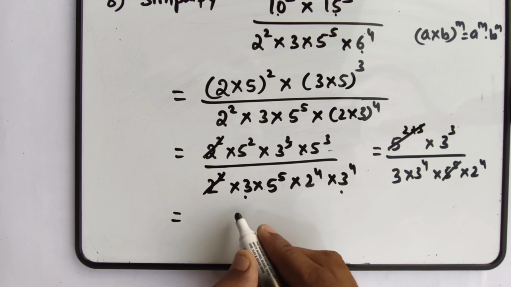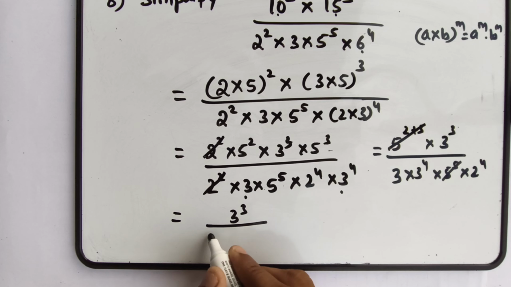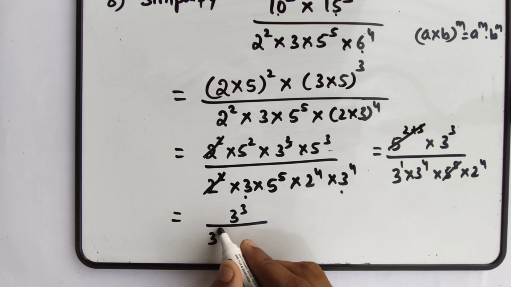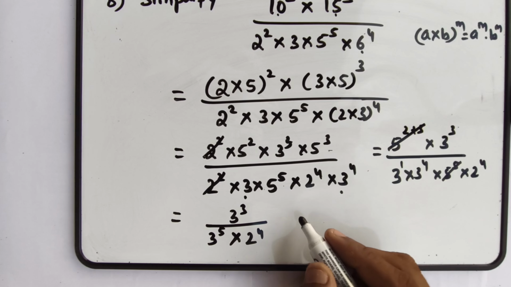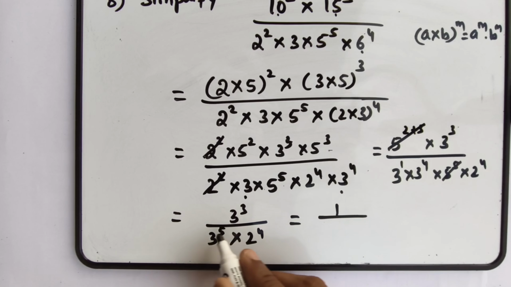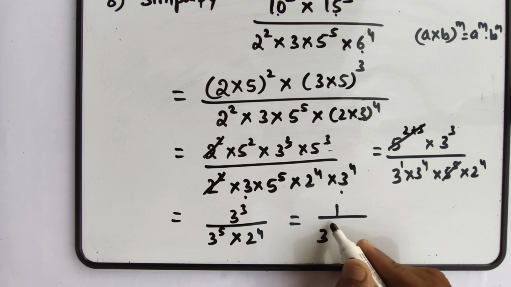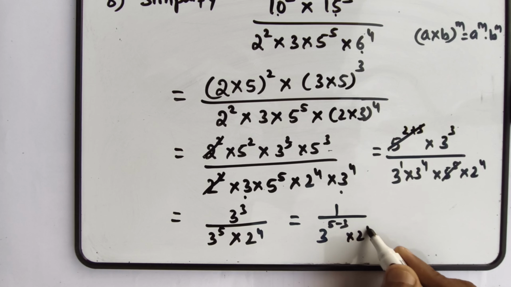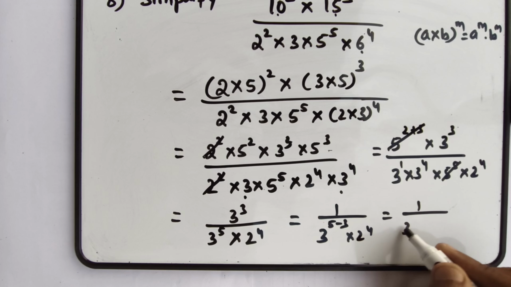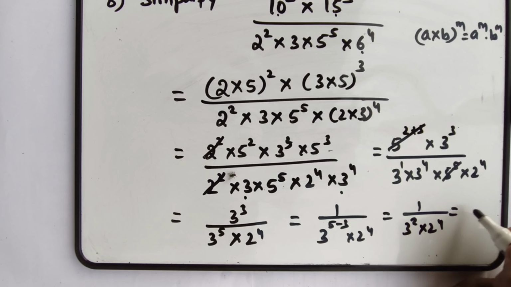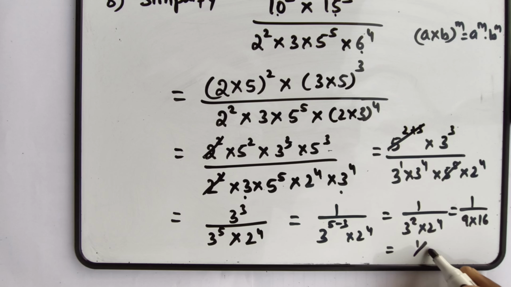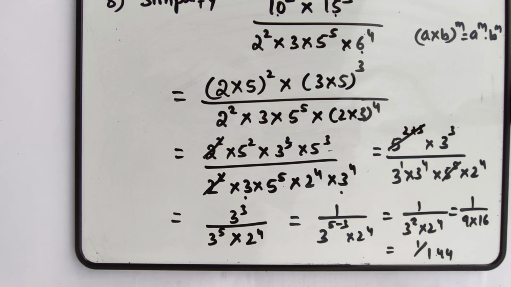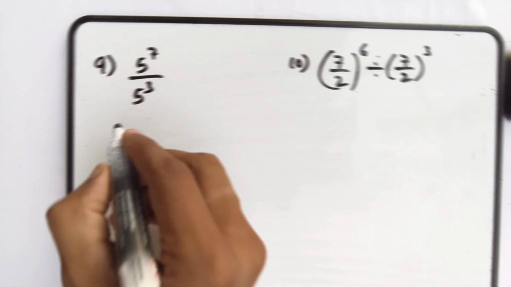I'll write the numerators now one more time. 3 cube divided by 3 to the power 5, 1 plus 4, that is 5, into 2 to the power 4, is equal to 1 upon 3 to the power 5 minus 3, that is 3 square, into 2 to the power 4. 3 square is 9. 1 by 9 into 16. 16 nines are 144. The answer is 1 upon 144.